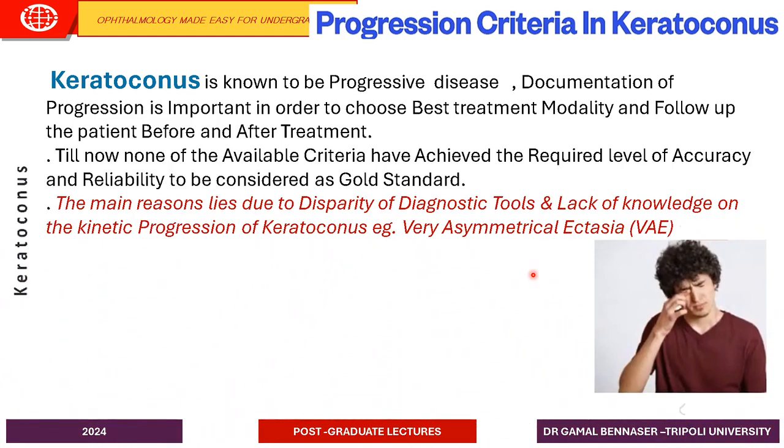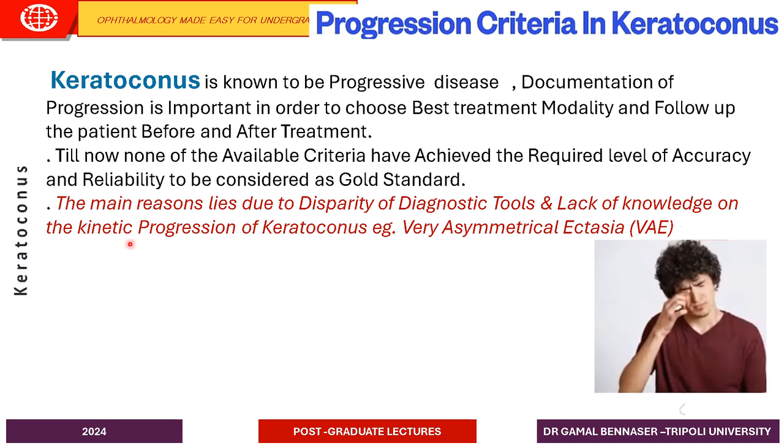The main reason lies in the disparity in the diagnostic tools and the lack of knowledge of the kinetic progression of keratoconus, like asymmetric ectasia. What I mean is that the topography or tomography taken from one machine system cannot be compared with another, for example Pentacam and Orbscan and so on. When you face a patient in the clinic who has a topography or tomography from one system, you cannot compare it with your system, which is, for example, Pentacam. This is one of the reasons that make the current progression criteria not reliable.